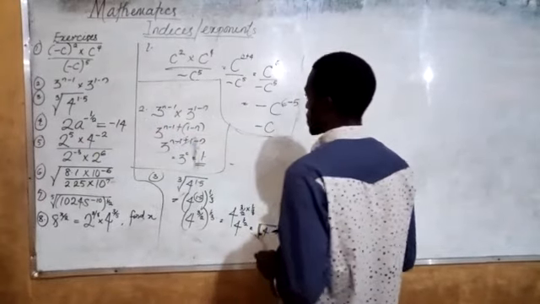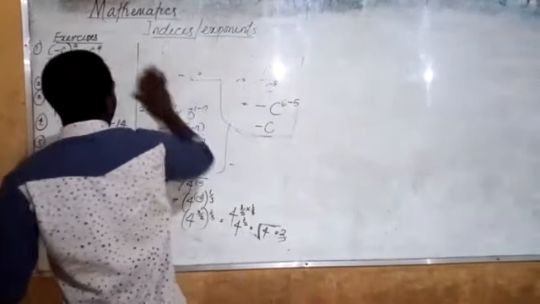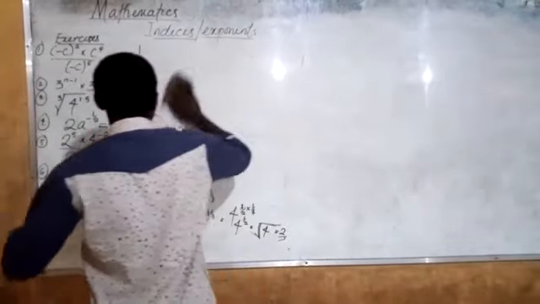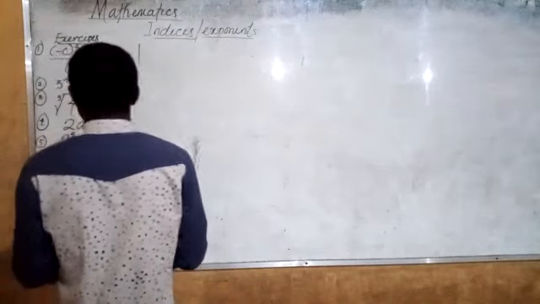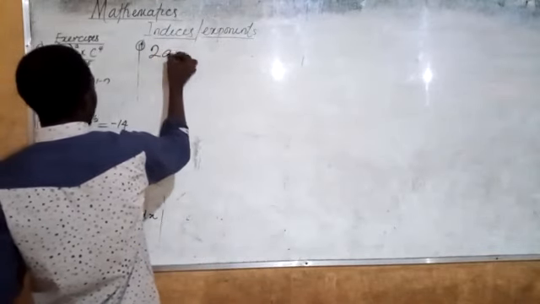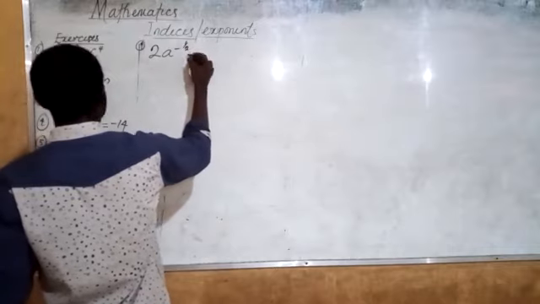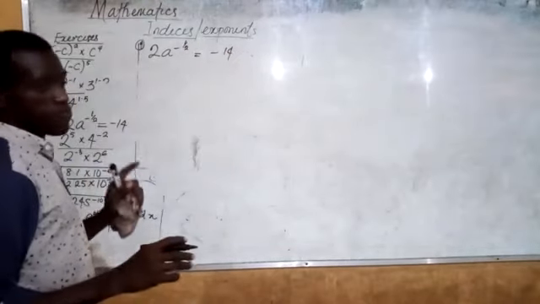Alright. Now I'm going to clean this part of the board. Then we get to number 4 nearly. Number 4 says, now this is an equation, 2 raised to the power a minus 2 raised to the power minus 2 equals minus 14. Now you have to be careful while solving this.